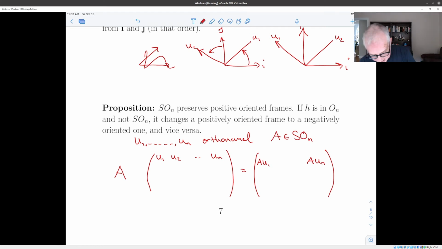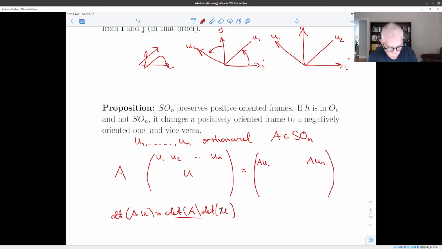Call the first matrix U. Then the determinant of A times U is the determinant of A times the determinant of U. But the determinant of A, since A is in SO(n), is 1. So this is equal to the determinant of U. So if the original frame was positively oriented and you apply an element of SO(n), the new frame is positively oriented. If you apply an element in O(n) which has determinant -1, then the frame reverses orientation.